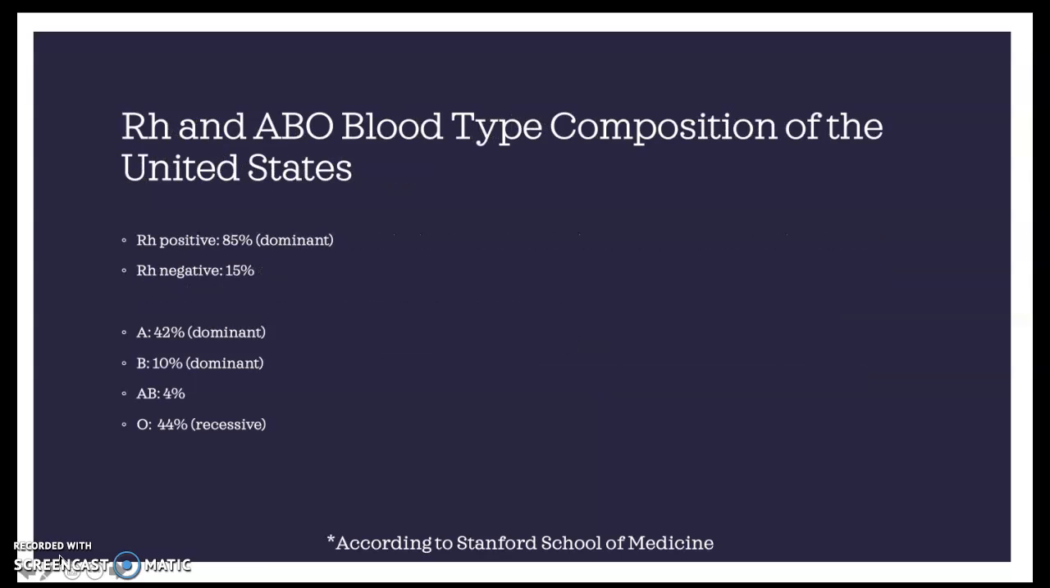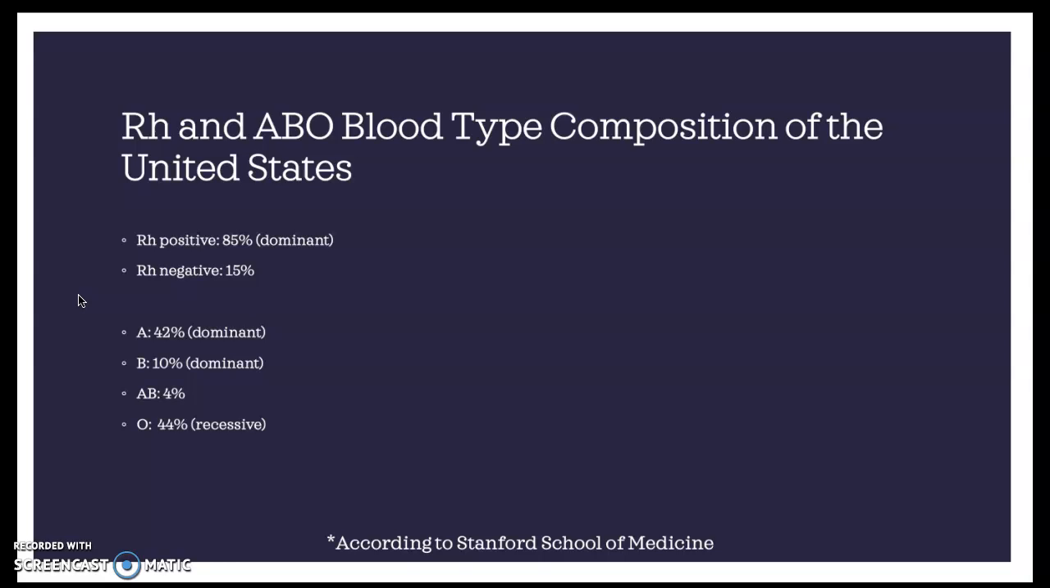So, Rh and ABO blood type composition within the United States. What are the odds of somebody getting the right blood from a donor? Well, to get an idea, let's look at the national percentages for each blood type. Here you can see that Rh positive is 85% of the population, and Rh negative is 15%. You can see that A blood type is 42%, B blood type is 10%, AB blood type is 4%, and O blood type is 44% of the population.